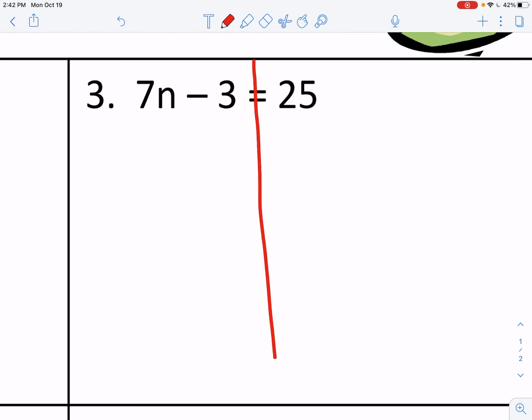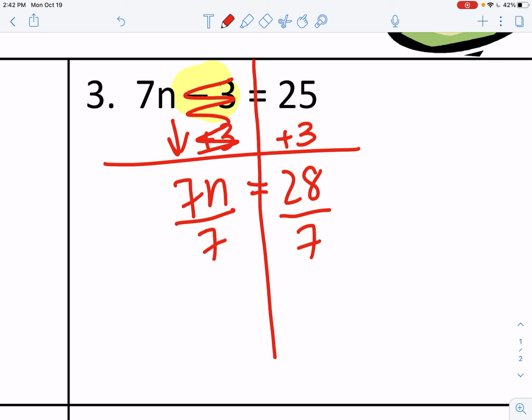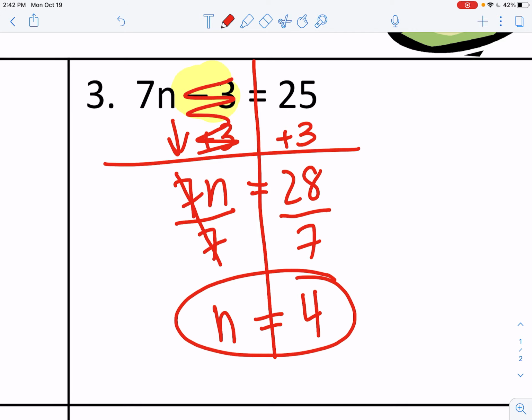Number 3, we have minus 3. So you add 3 to both sides, cancel this out, and you get 28 on this side, 7n on that side. This time you have to divide by 7 to get rid of that 7, and you get n equals 4.